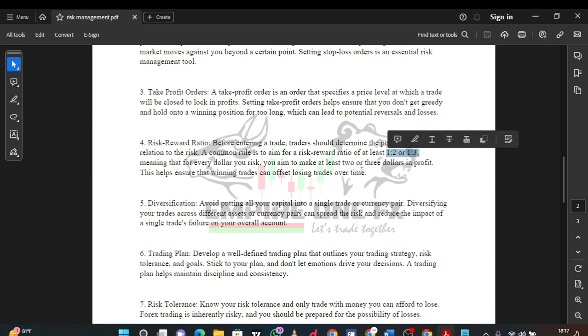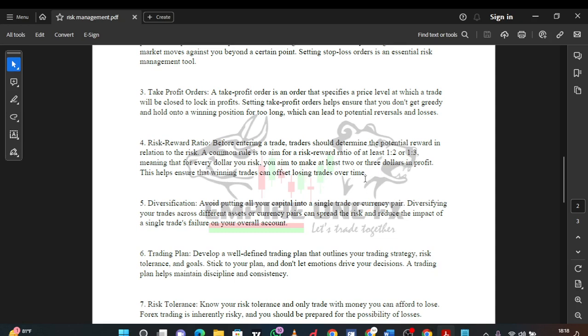The risk reward is here. Before entering a trade, traders should determine the potential reward in relation to the risk. A common rule is to aim at a risk reward ratio of at least 1 to 2 or 1 to 3, meaning that for every dollar you risk, you aim to make at least $2 or $3 in profit. This helps to ensure that your winning trades can offset the losing trades over time.